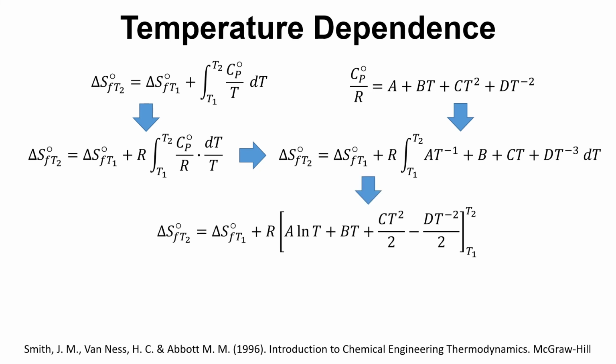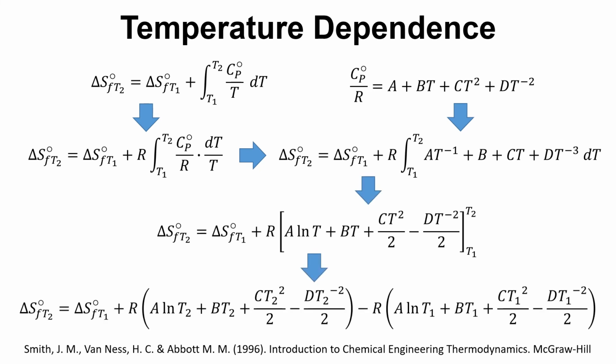We can then go through the steps of the integration, and we end up with the equation shown here at the bottom. So this gives us the temperature dependence for the entropy of formation. We just need to know the values of A, B, C and D for the compound or the element that we're interested in, and we need to know the standard entropy of formation of that particular species at the reference temperature.